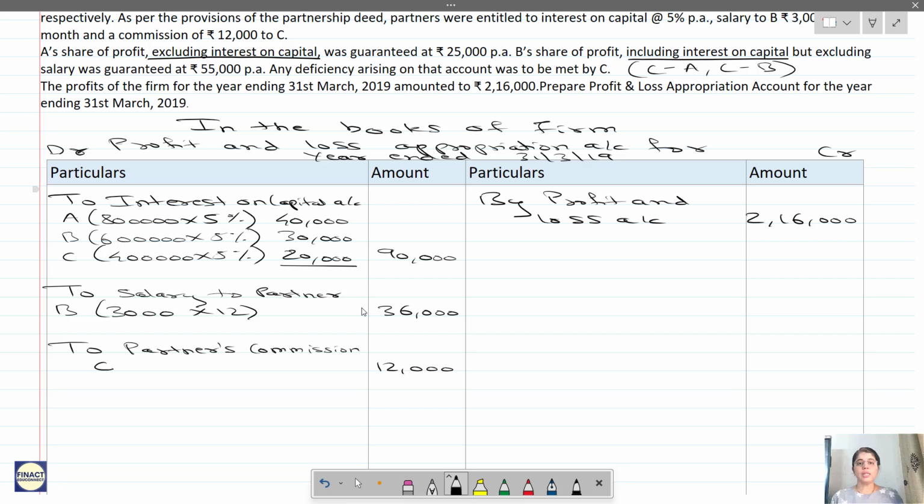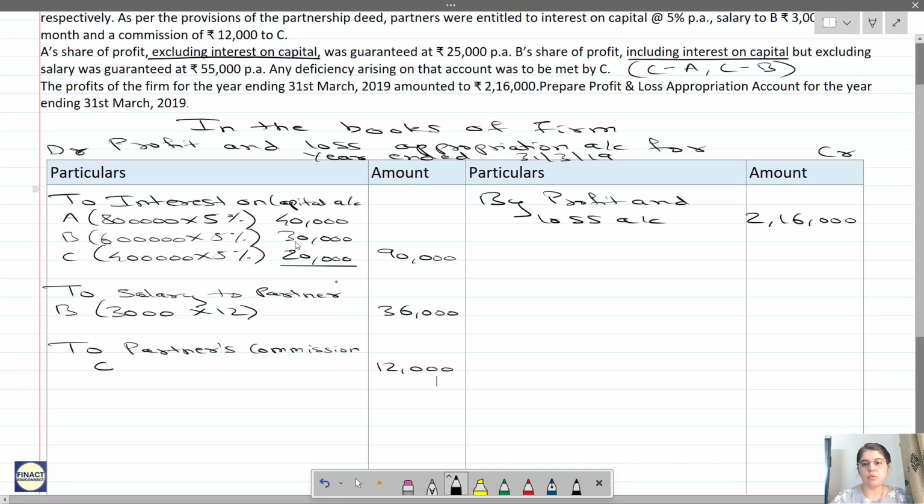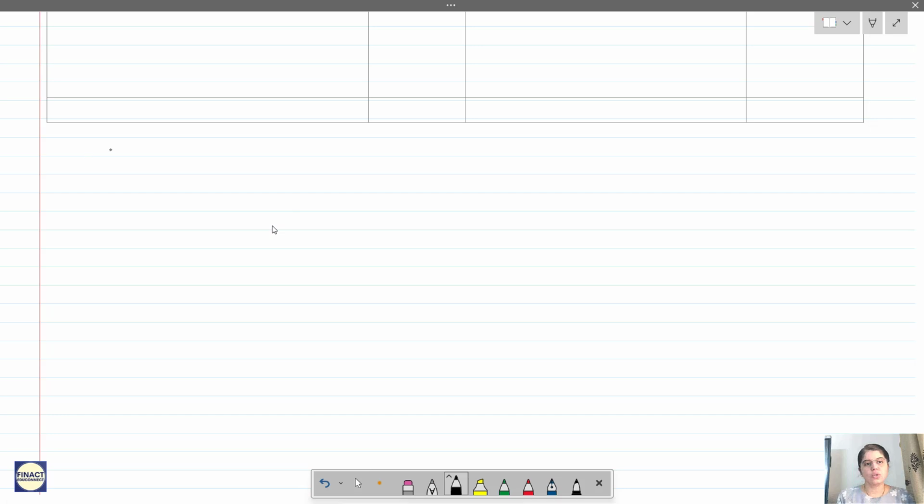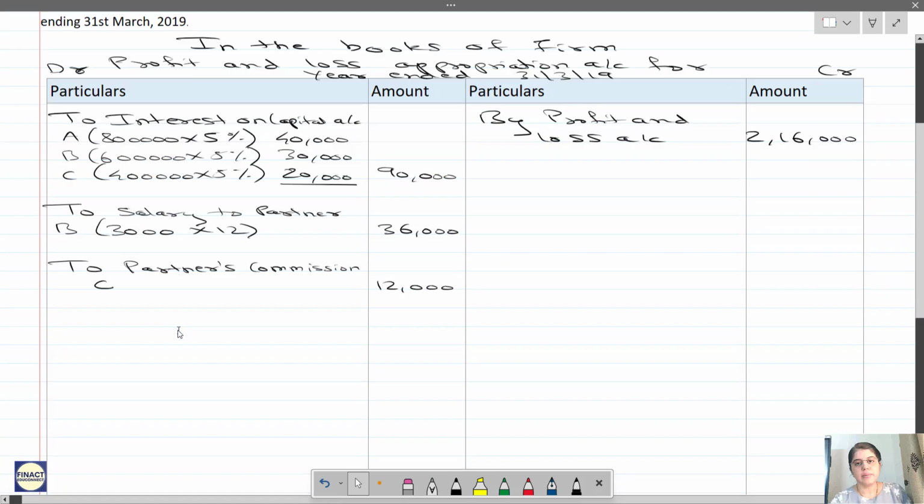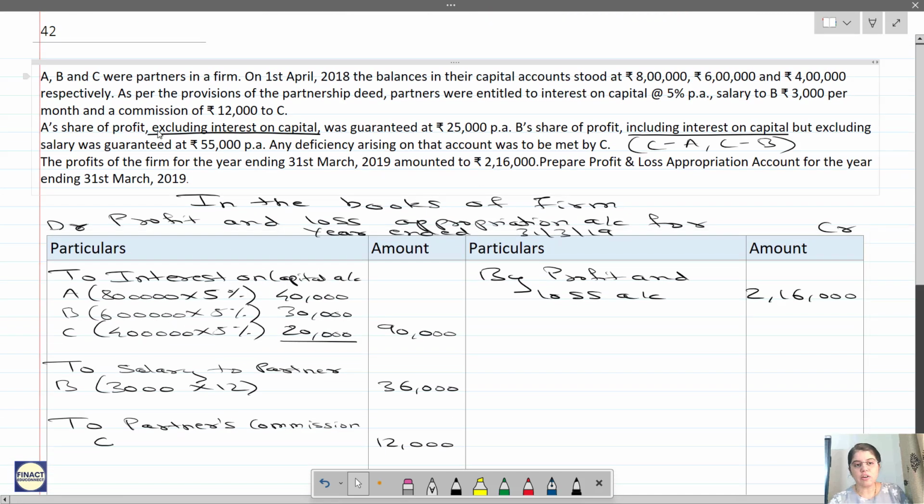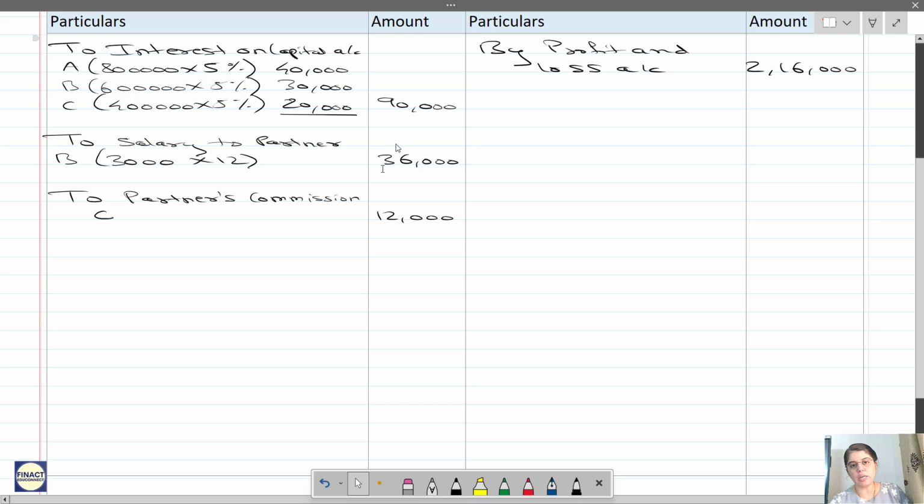Okay. Now let us calculate the deficiency, if there is a deficiency, of A and B. Let us prepare a working note for that. Working note number 1, deficiency of A and B, and if there is some deficiency, C will be giving it. Now see here, A's share of profit excluding interest on capital was guaranteed at 25,000. So for excluding, we need to calculate whatever is their share of profit first.